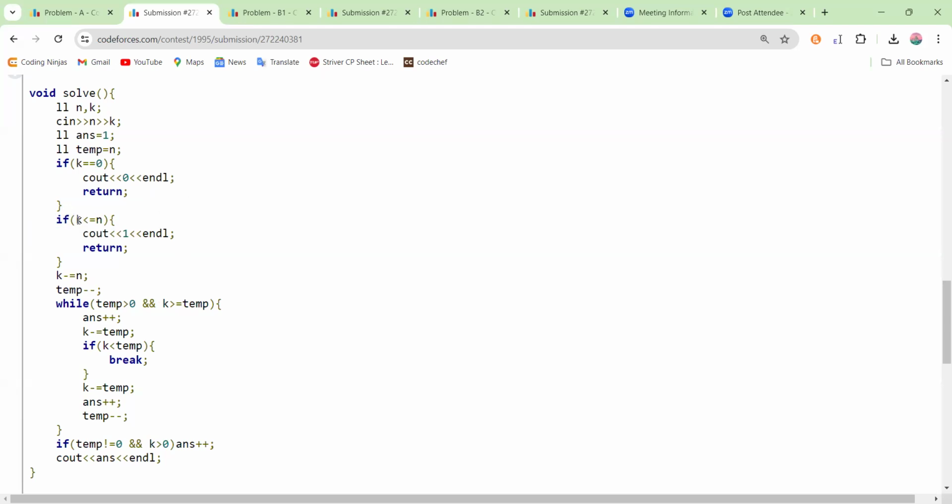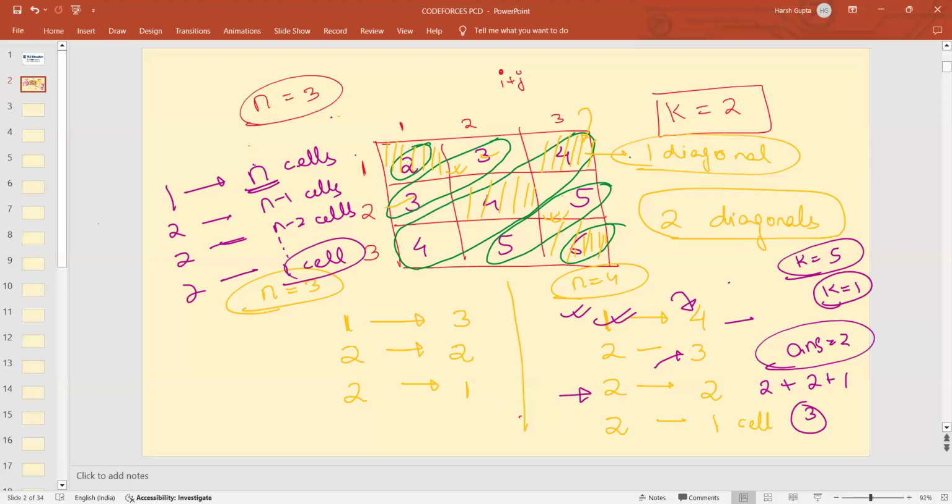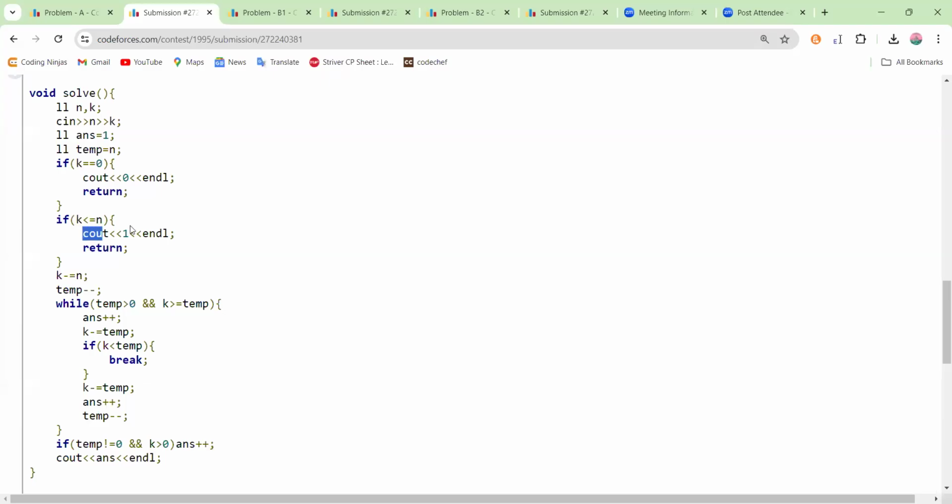Now, if the value of k is not 0, if the value of k is lesser than or equal to n, just observe one thing. How many cells was the first diagonal containing? N cells, right? So if the value of k is lesser than or equal to n, we can fill all the chips in this particular diagonal, and we will say that only one diagonal is occupied. So if k is lesser than or equal to n, we simply print 1 and return.